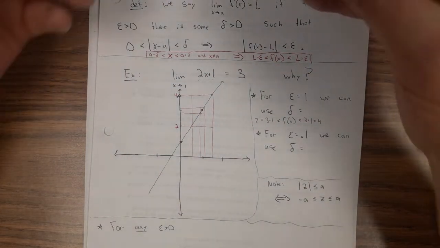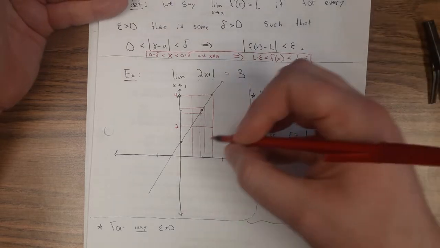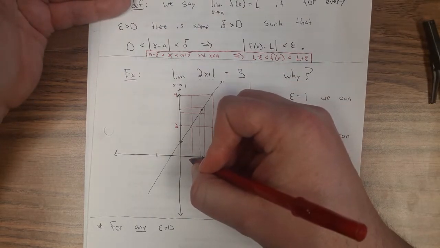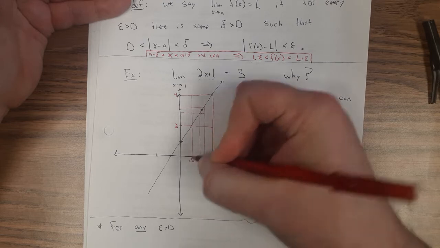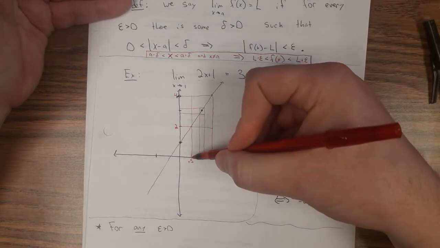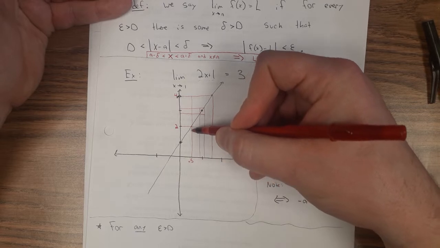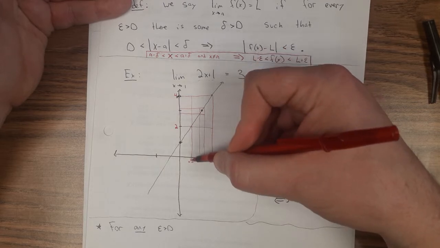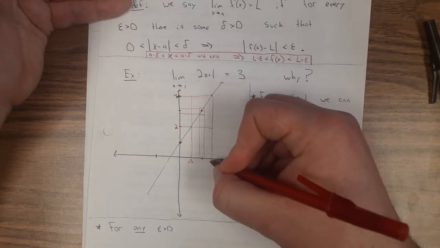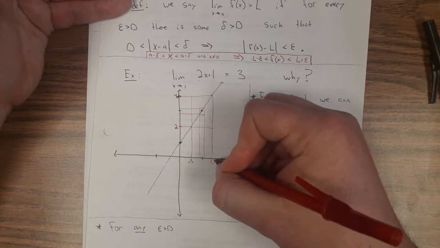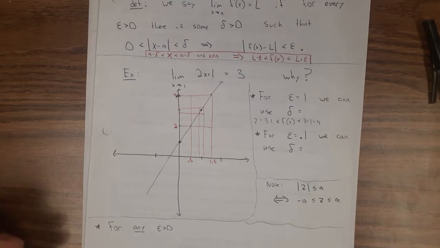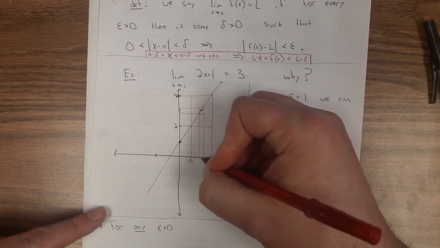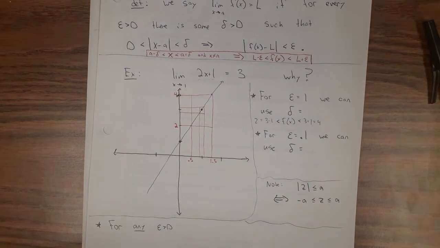And so let me label this. This right here is 0.5. Like this x coordinate that corresponds to y equals 2 here. This one here is 1.5. And in the middle, of course, this is 1.